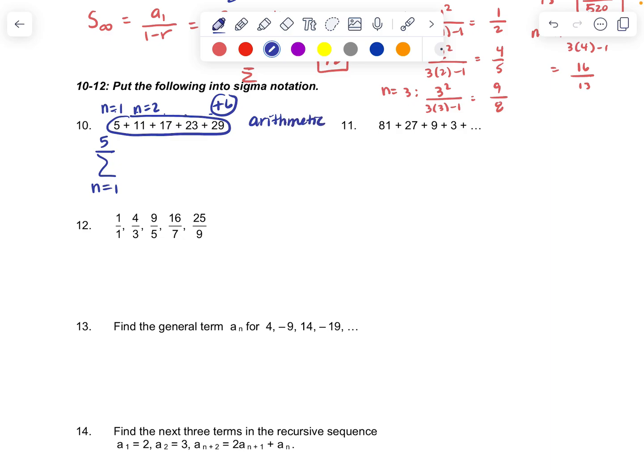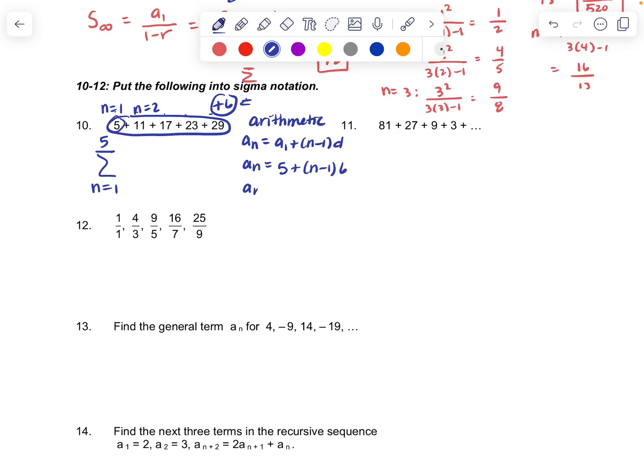Okay, now look, I'm looking for the general term, a sub n. So my formula is a sub 1 plus n minus 1 times d. So let's plug it in. I'm going to get a sub n. Remember, I don't want to replace my n's because I want to be able to plug them in, right? A sub 1 is the first term, which is 5, plus n minus 1. The common difference is the 6.